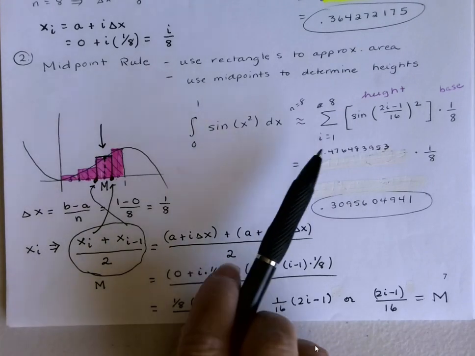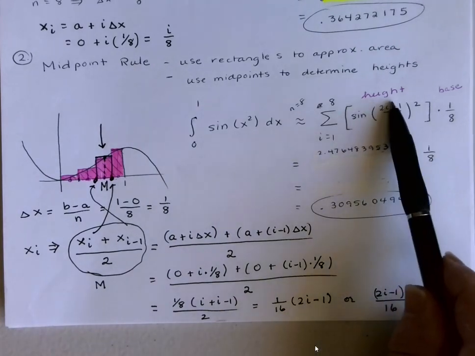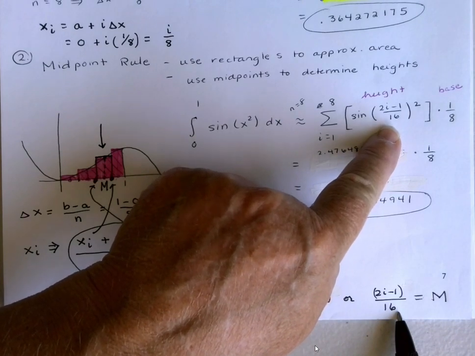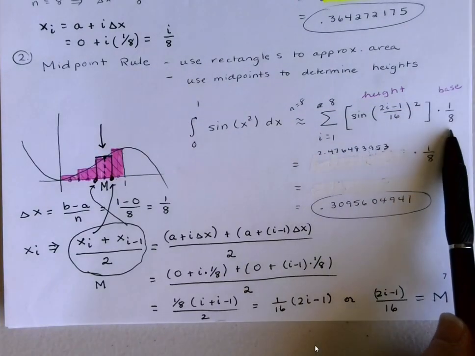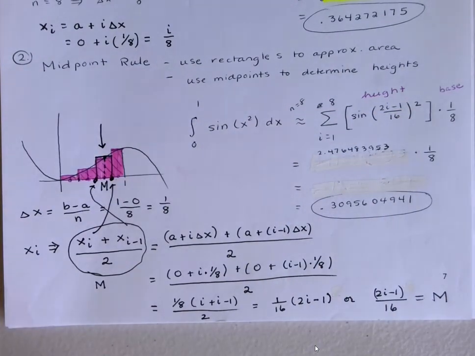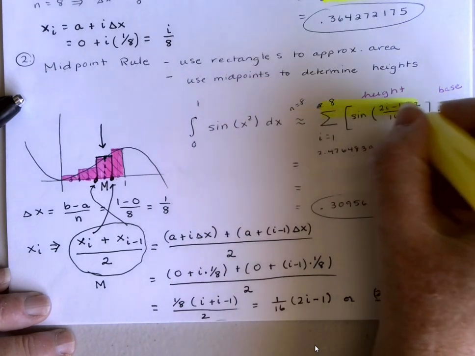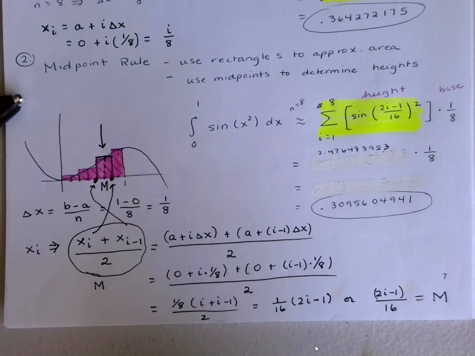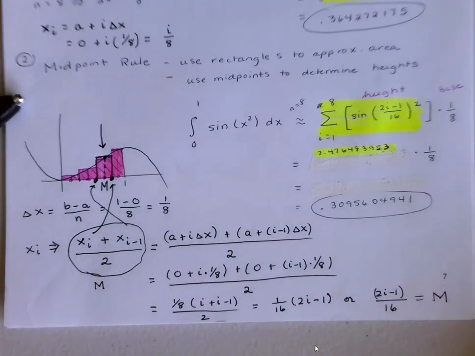So, going back to my sum, in each case I'm taking the height by plugging this midpoint, (2i minus 1) over 16, into my function, sine of x squared, times the base, delta x, which is 1/8. And once again, I went ahead and did this on the calculator. I put this sum in my calculator and got, after 2 tries because I messed it up the first time, that value.